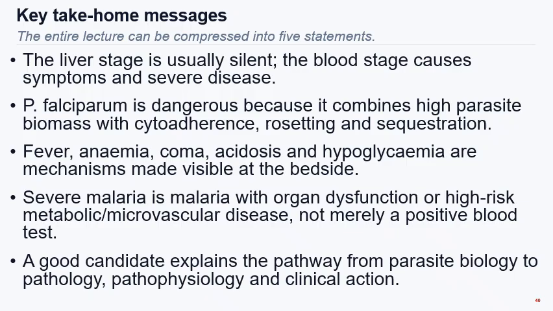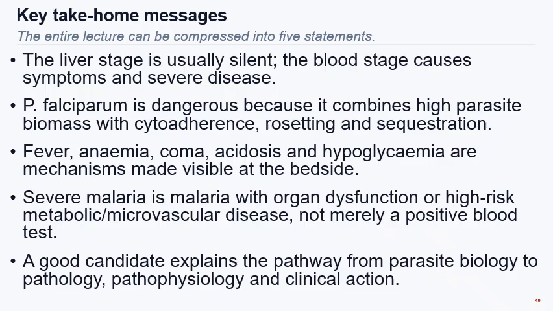I would like to end this lecture by compressing the entire lecture into just 5 statements. First, the liver stage is usually silent, while the asexual blood stage produces symptoms and severe disease. Second, falciparum is particularly dangerous because it combines broad red cell invasion and high biomass with cytoadherence, rosetting, and sequestration. Third, fever, anemia, coma, acidosis, and hypoglycaemia are mechanisms made visible at the bedside.